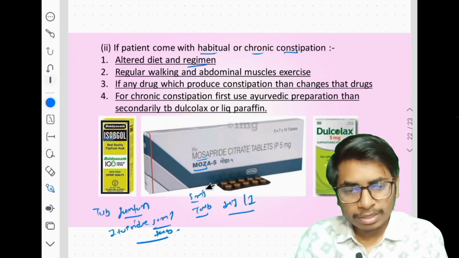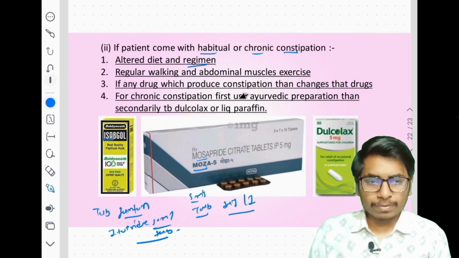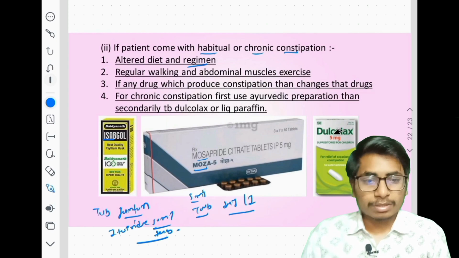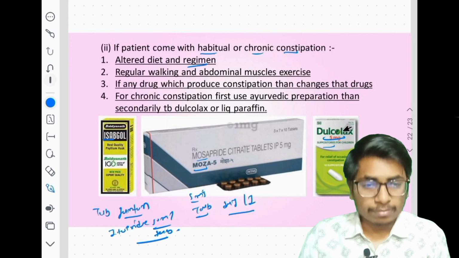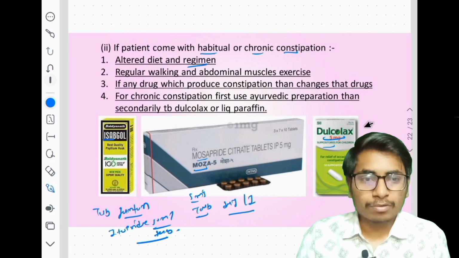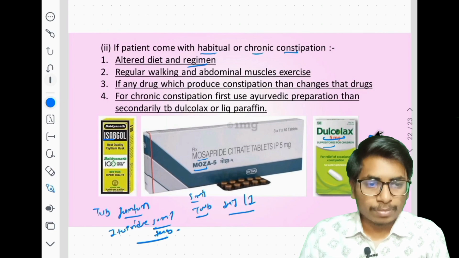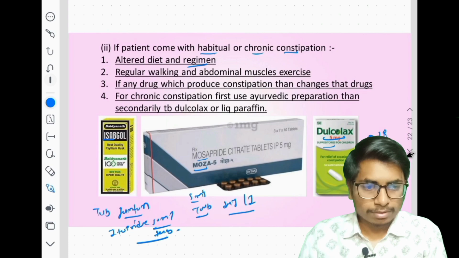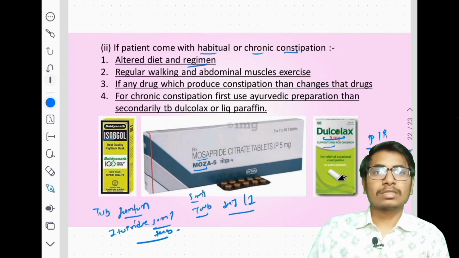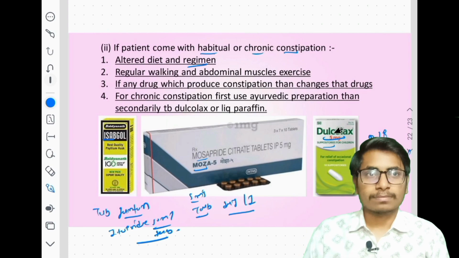And only if all of these do not work, then we can use Dulcolax suppository, which contains bisacodyl 5 mg. It is used per rectal in the morning so that the person has easy evacuation.